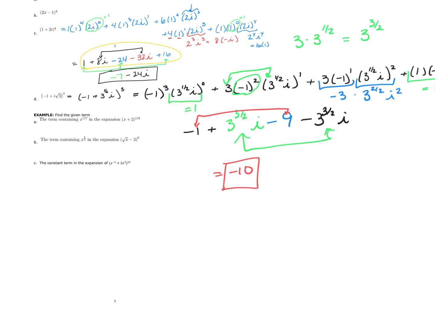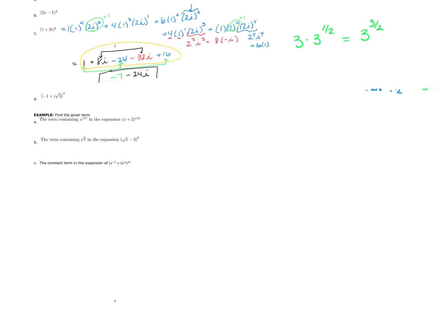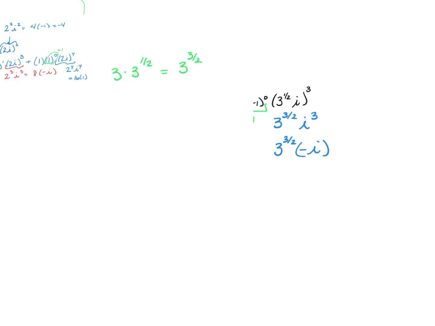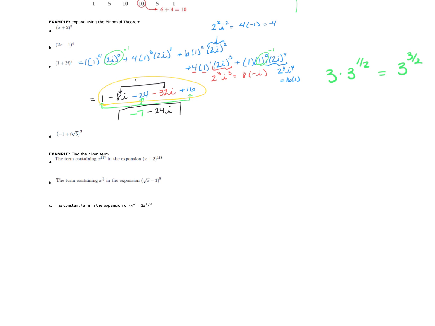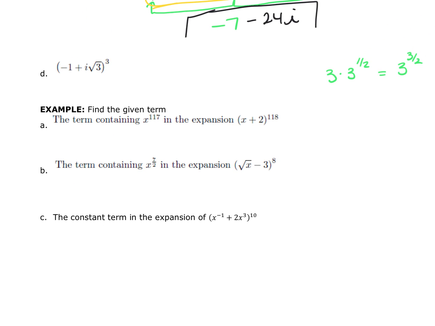Okay, now the last part of this section is finding specific terms. Now clearly, I am so disinclined to try to get the Pascal's triangle for this first one. There's no way I'm going to write 118 lines. I'm not going to do it.